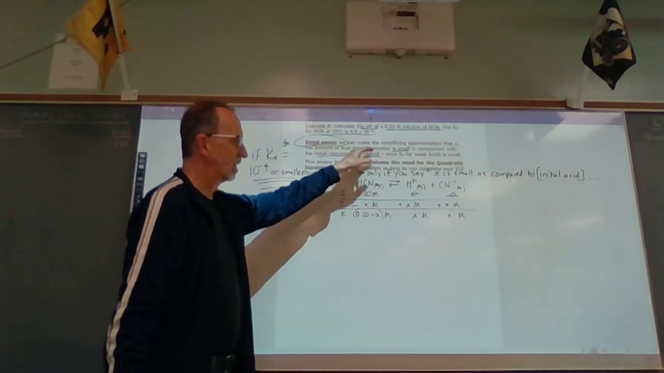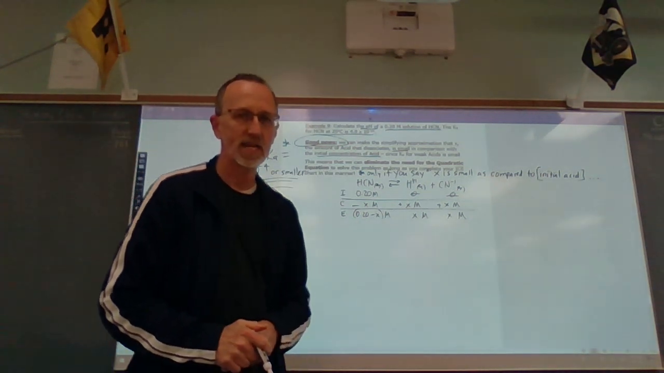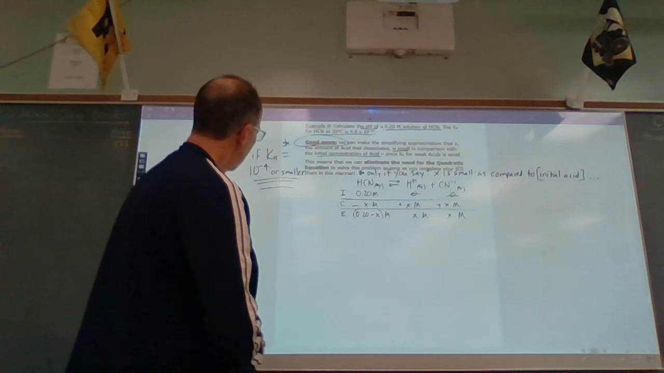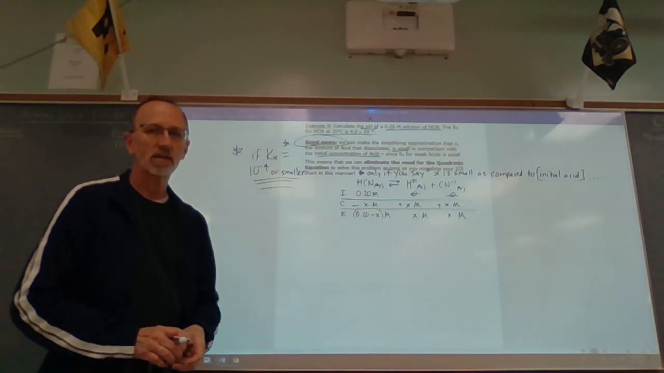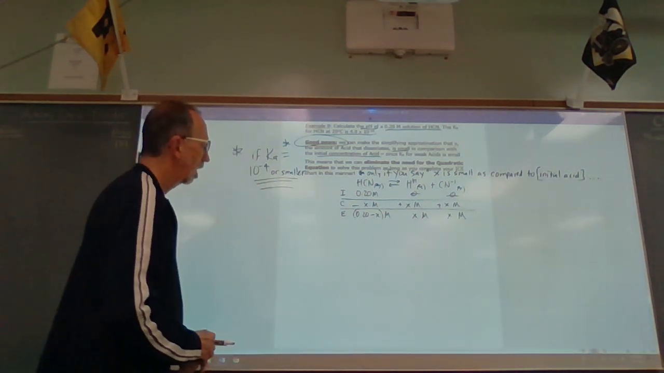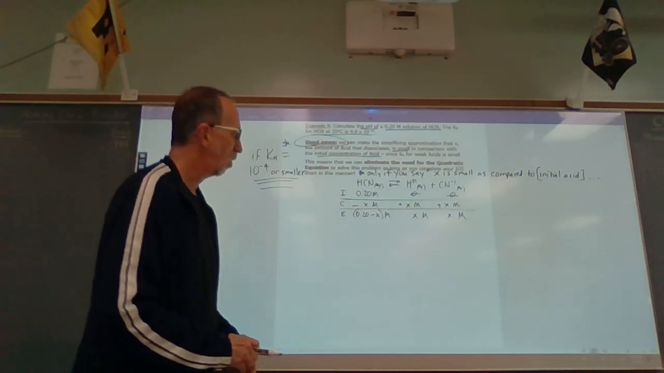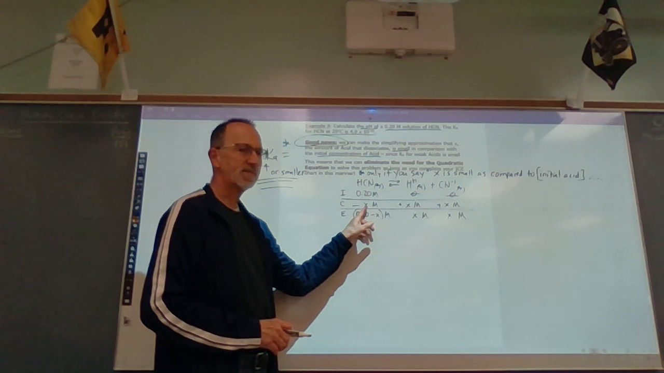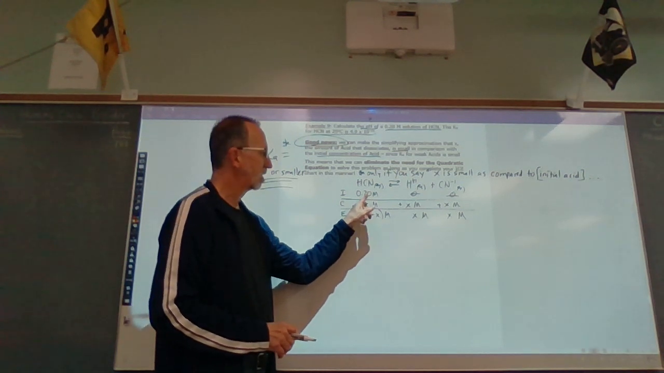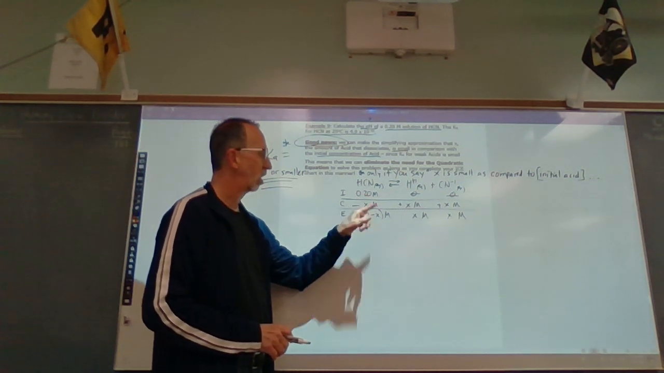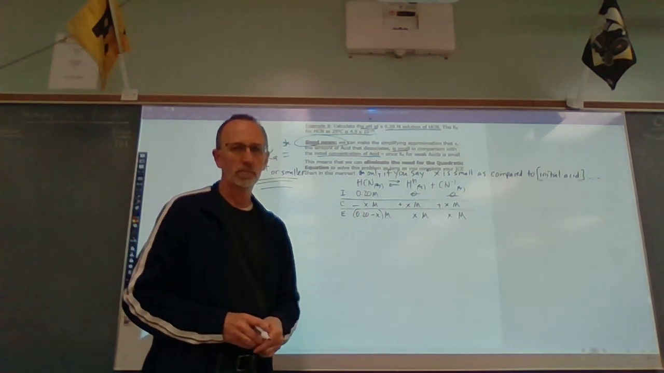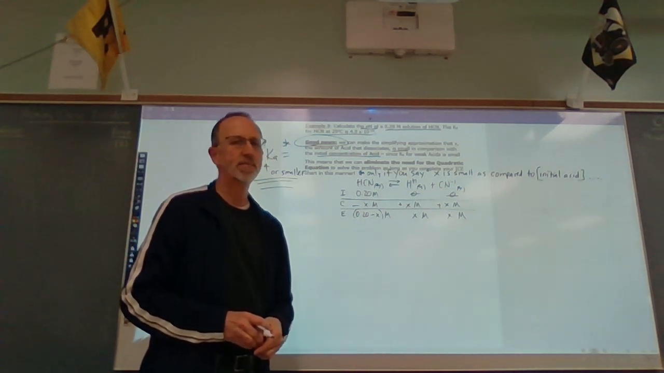Our value of K is 4.9 times 10 to the minus 10, which is extremely small. It's a million times smaller than that. All right, it's 6 decimal places smaller. And so we can make that qualifying assumption here. So what we're saying is this value of X here as compared to this concentration here is negligible. All right, it's so small that it's meaningless.